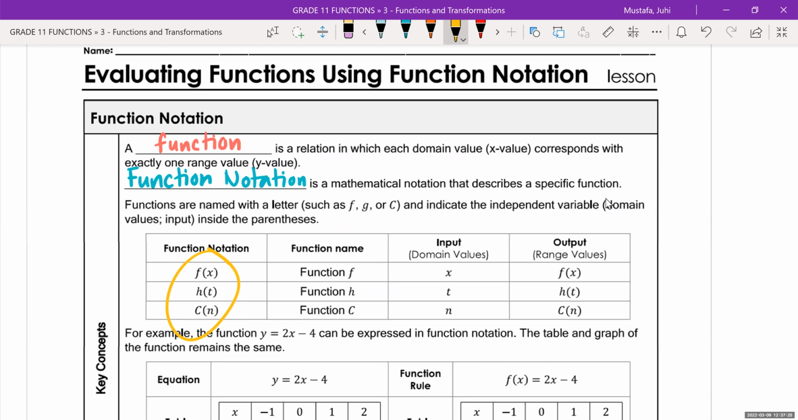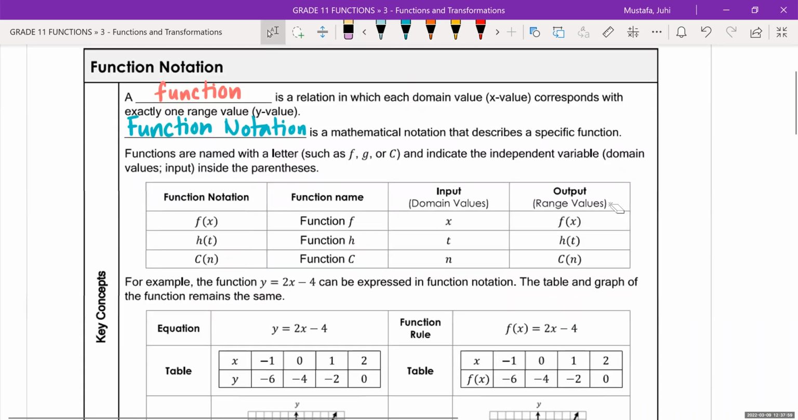And if you were to break this down, what it means is the letters in the front are the names of your functions. You're calling one of the functions letter f, the other one's h, the other one's c. And the letters inside of the bracket represent your independent variables. So it's usually your x's, but in this case, you can call it your t's or your n's. Your output, which is your y values, are whatever f of x, h of t, and c of n are. All of this seems confusing, but when we get to our examples, it will start to make a little bit more sense.